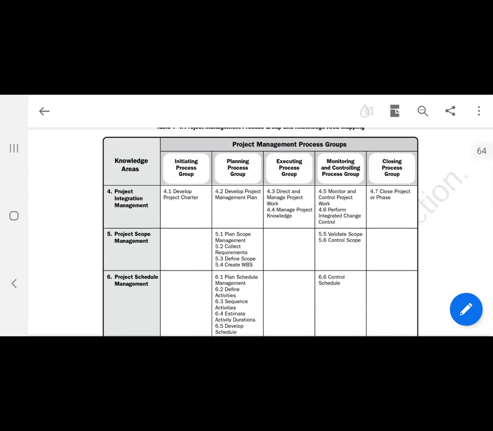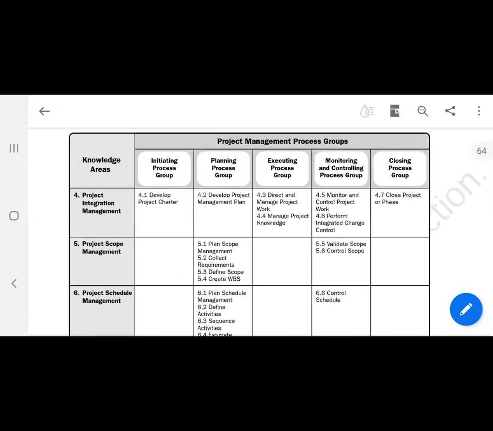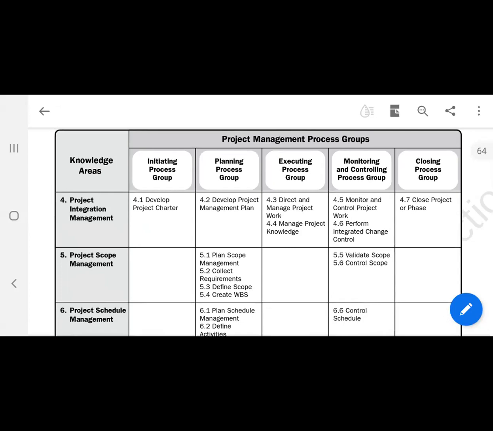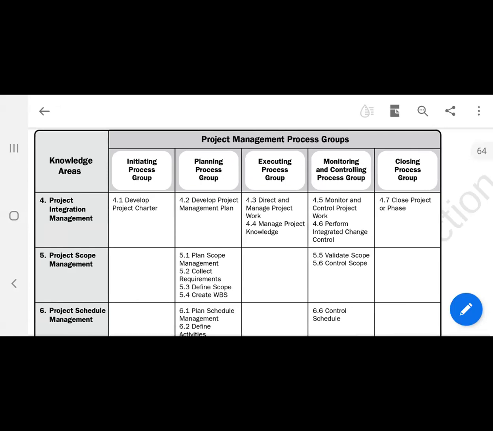We are on chapter 4. Chapter 4 is project integration management. So first process, develop project charter. Second, which is planning process group, develop project management plan. Third, direct and manage project work and manage project knowledge. And then under monitoring and controlling process group, you have monitor and control project work, perform integrated change control. Closing process group, you have close project or phase.